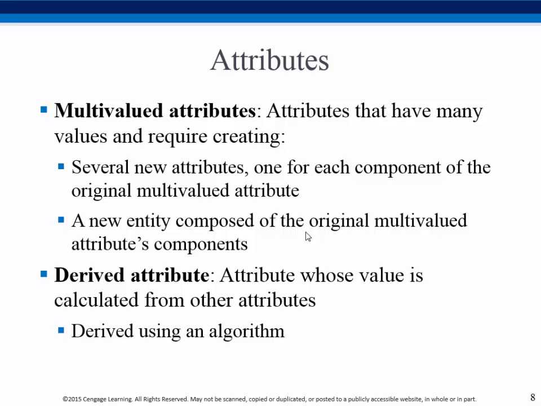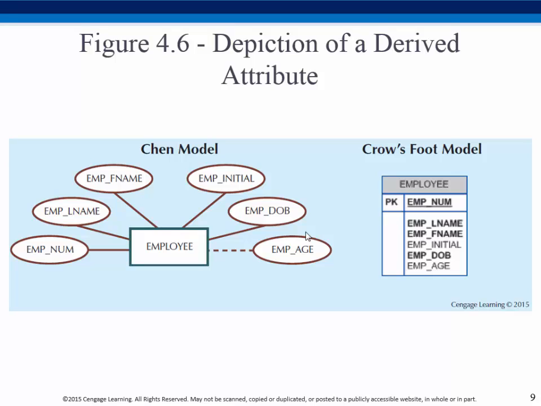A derived attribute is an attribute whose value is calculated from other attributes. The derived attribute need not be physically stored within a database. Instead, it can be derived using an algorithm on the fly. Here's a depiction of a derived attribute.